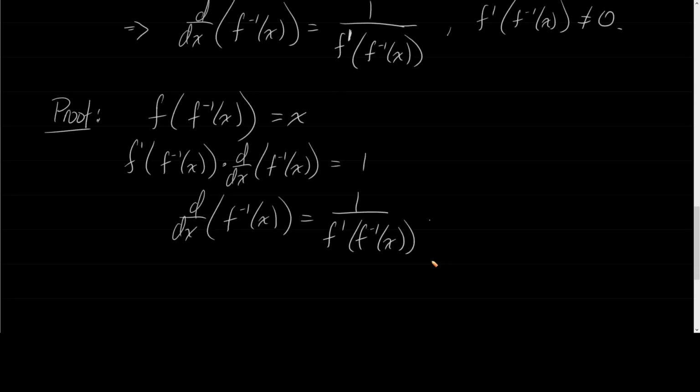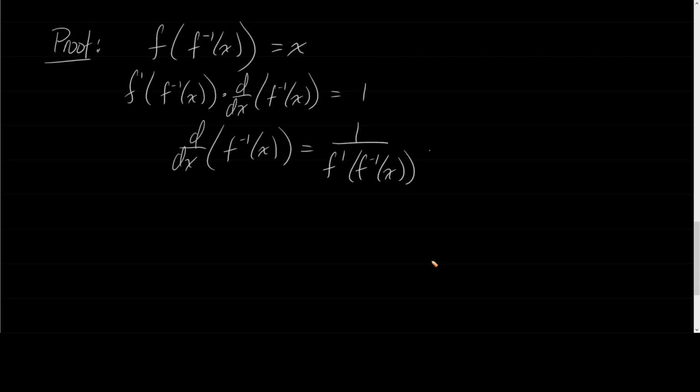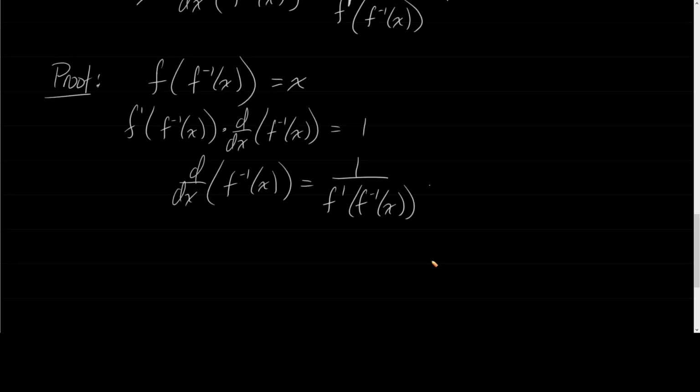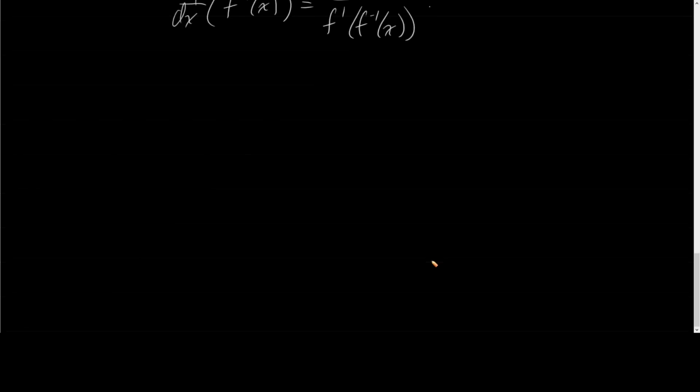Now let's do an example here. All right, let's do an example to find this. So example A. Let f of x be equal to x cubed plus 2x minus 1. All right. So we're going to find a few things.